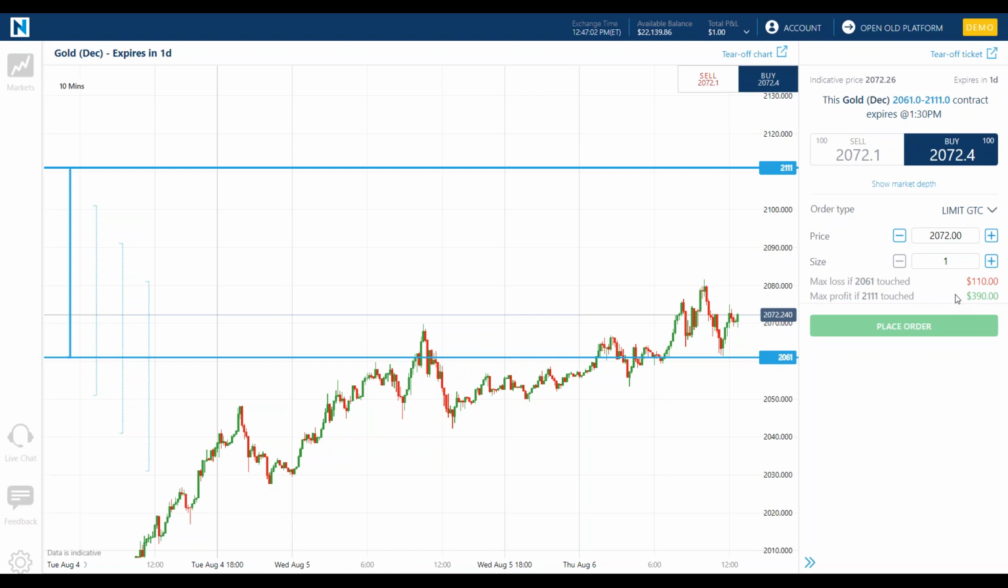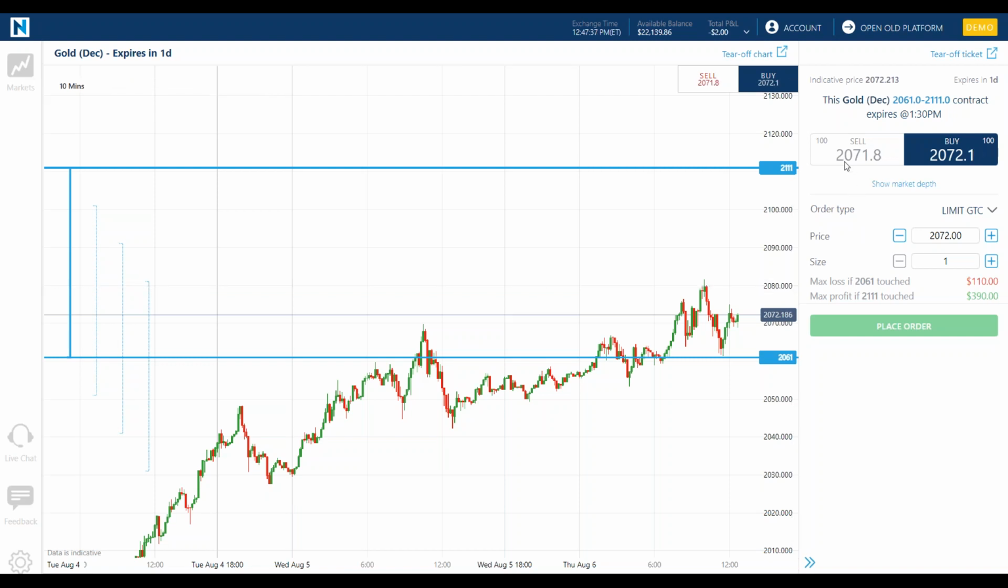Now, that will beget the question, what happens if during the course of the next one day, it doesn't touch either one of these levels? It stays right between this channel. Possible. It could happen. Now, if that were to happen, at the end of the day tomorrow, when gold settles at 1:30 p.m. Eastern tomorrow, it will have a settlement price, and my potential profit or loss will be the difference between where it settles and where I bought or sold.